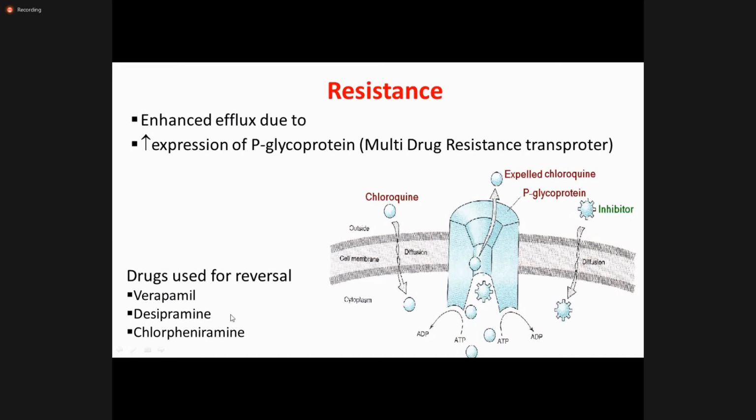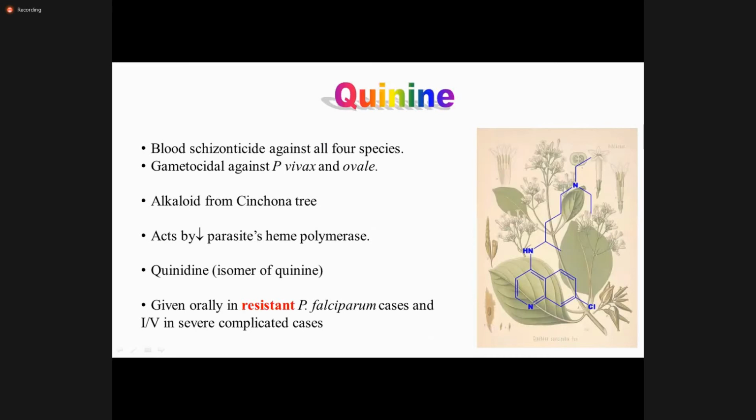Okay, what happens if you have a resistant form of falciparum, or you see that you are giving chloroquine, but the patient is not responding? What form do you then suspect, that he or she may have the resistant form? Then the drug of choice is quinine. So for sensitive falciparum or other forms, you give chloroquine, but if you find resistance, then you give quinine. Quinine also belongs to the same group as the chloroquine family.